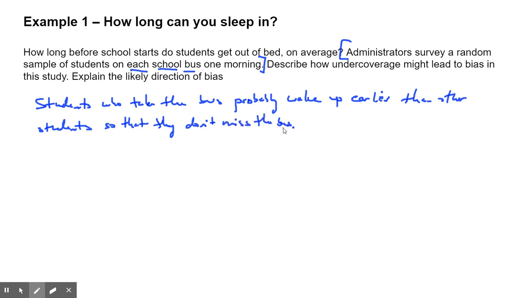I was walking my dog one morning. This poor kid, he's a fourth grader, is up at like 6:15 waiting for the bus. That is way early, man. Anyway, so I am describing who got surveyed, right? These are people who ride the bus.